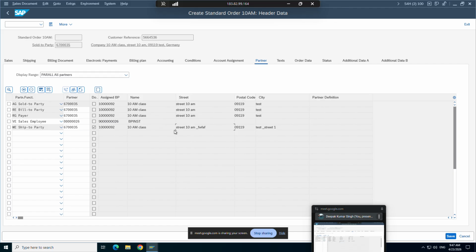But what is the problem here? Every time the ship to party address is different, someone has to do it manually. So this is another way of handling that scenario. If the customer has 10 different locations and you need to deliver at 10 different locations based on the requirement, this is another way of handling that multiple ship to party scenario. Clear? Any questions so far?